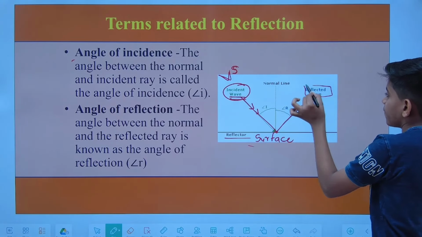But when we draw an imaginary line, it is not in real life. We imagine that line for the calculations. It is known as the normal, and this angle is 90 degrees. This is known as the normal line.